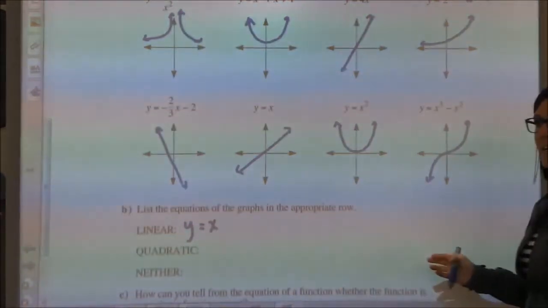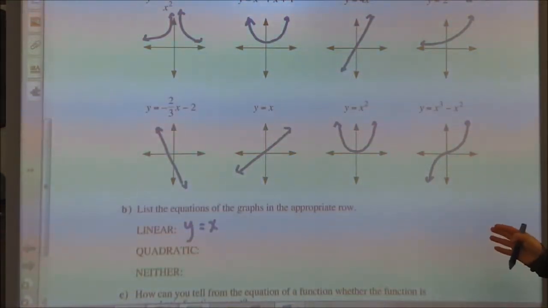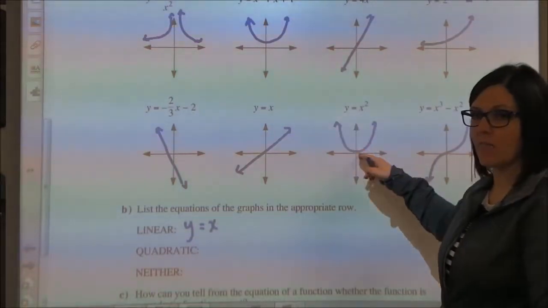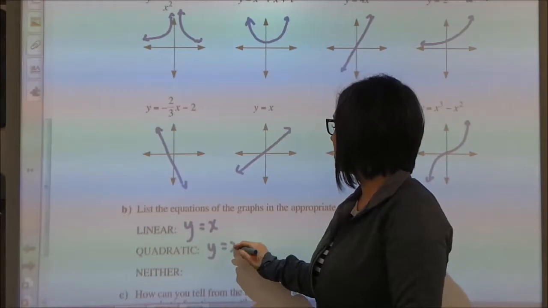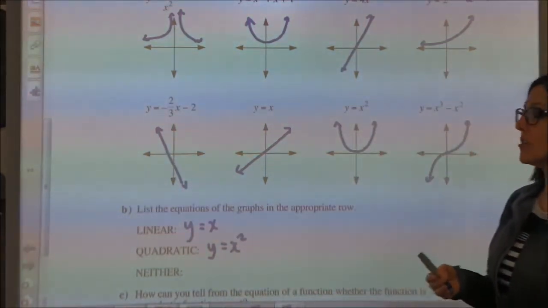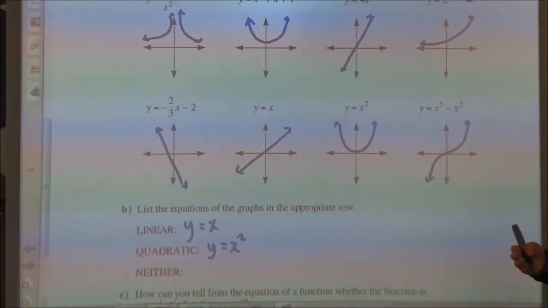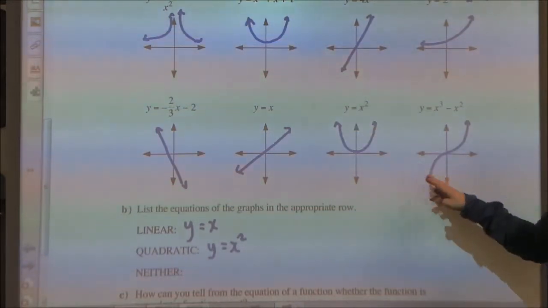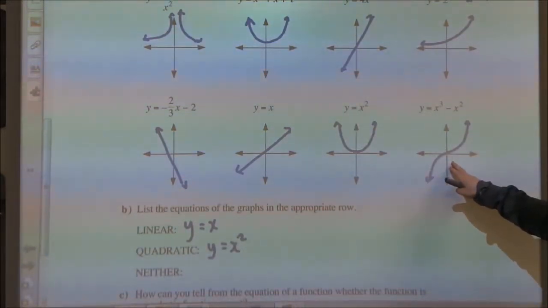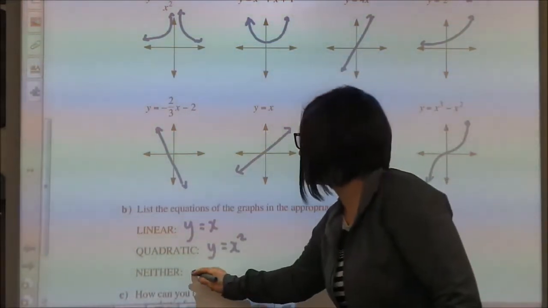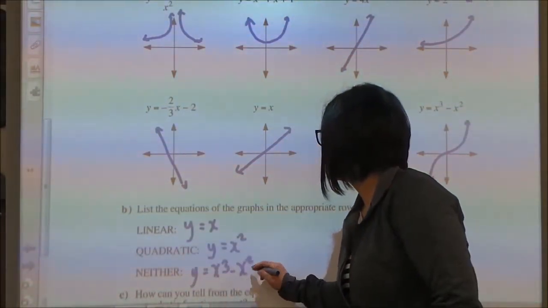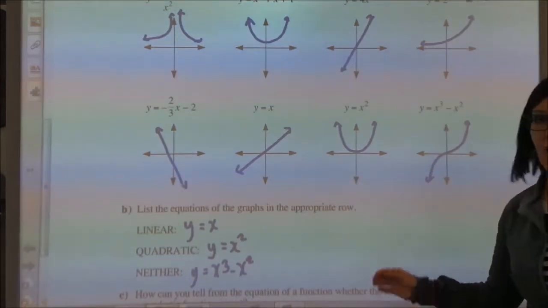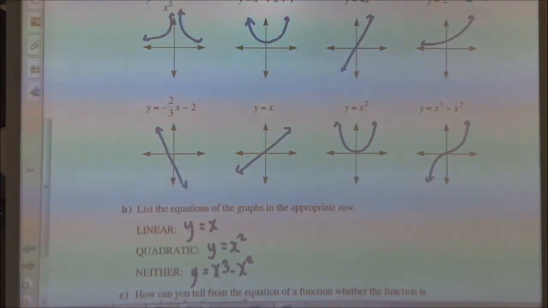And then you're going to write down the equations of the ones that are quadratic. Any of my U shapes are quadratic, so that's y equals x squared. And then the neithers means that it's not a straight line nor a U shape like this one. This is a neither, so that's y equals x cubed minus x squared. So I want you to write those down. I'll give you a couple of minutes to do that.